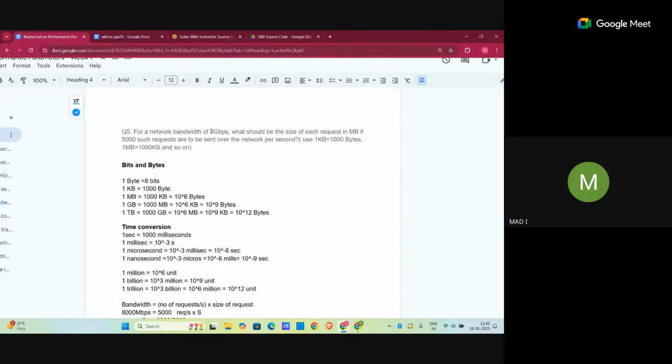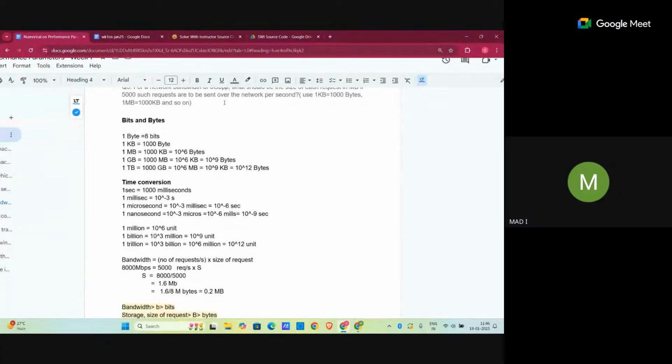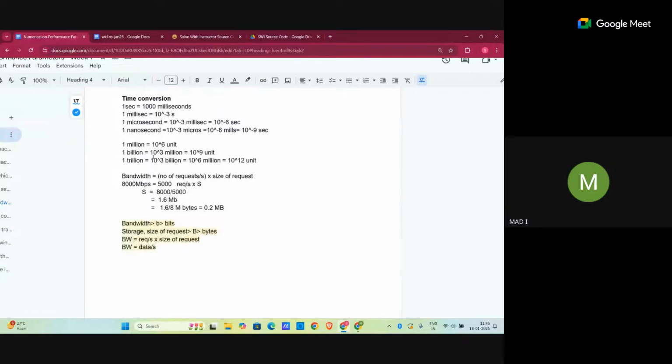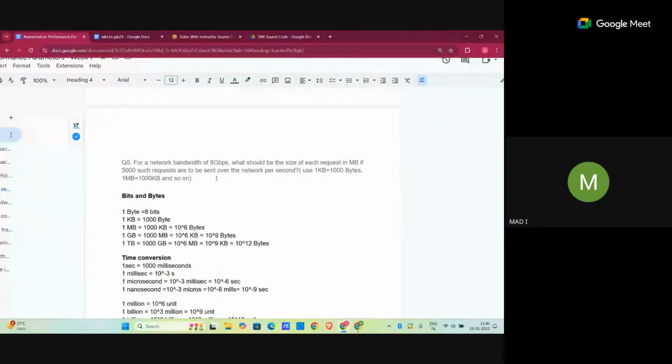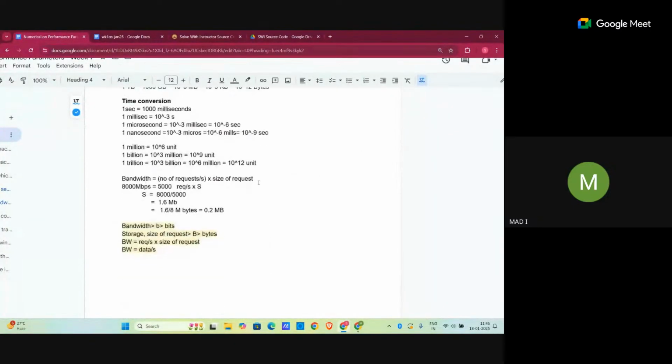Now, first thing, this is 8 gigabits per second. So I converted it into megabits per second. Now 1 giga is equal to 10 to the power 3 mega, so this 8 Gbps I can write as 8000 Mbps. This is equal to, we are given that 5000 requests are made per second, so I wrote 5000 multiplied by size of request. We want to calculate the size of request. So what will be the size of request?